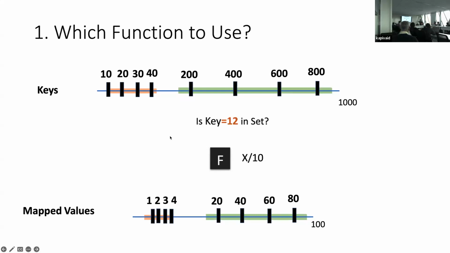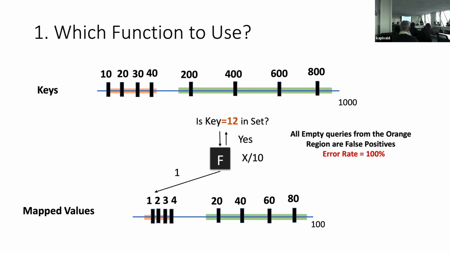But any query from the orange region, we won't be able to answer accurately. So let's say there's a query, is key 12 in the set? Now when we map it to the smaller domain, we get value 1 and we check that actually 1 is there and we return yes as the answer. So what ends up happening is all the queries in the orange domain end up being false positives and the error rate for this particular region is 100%. So in the future, if there is a workload which is super skewed and all the queries fall in the orange region, what ends up happening is we have a really bad false positive rate for SNARF.